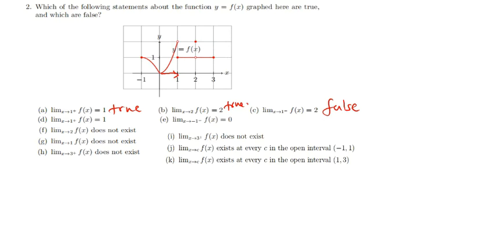Now D is saying limit as x approaches 1 from the right side is equal to 1. Yes, this is true. They repeated this question because this and this question are the same. So again, this will be true.